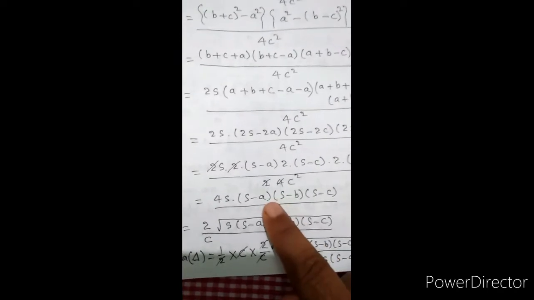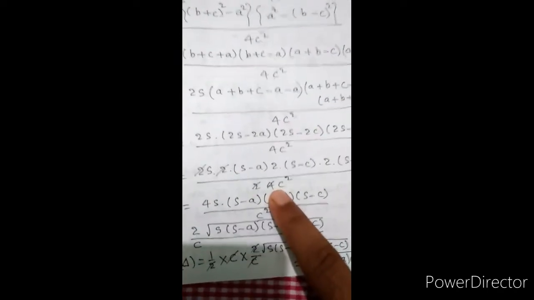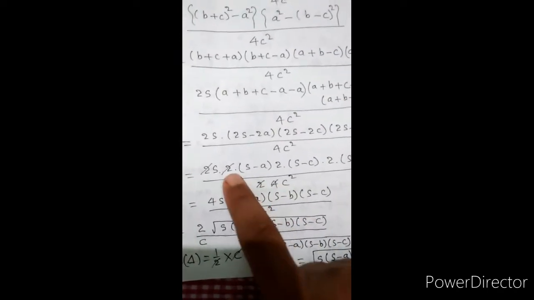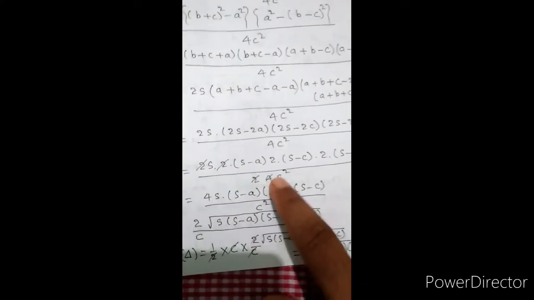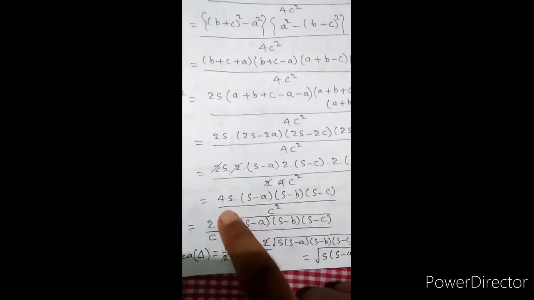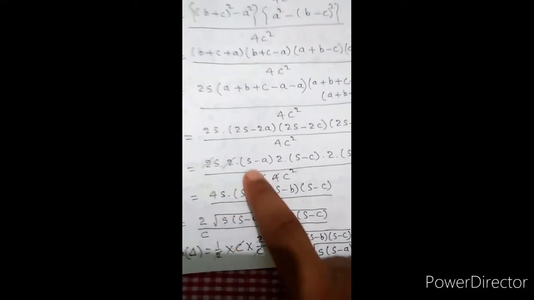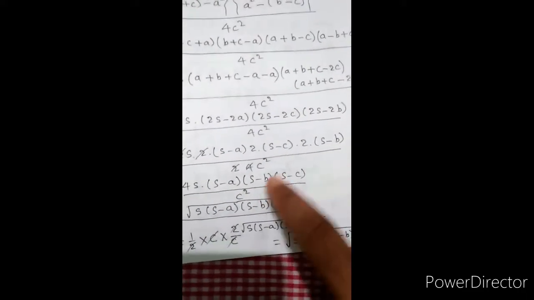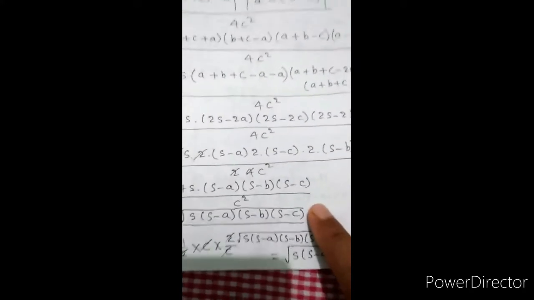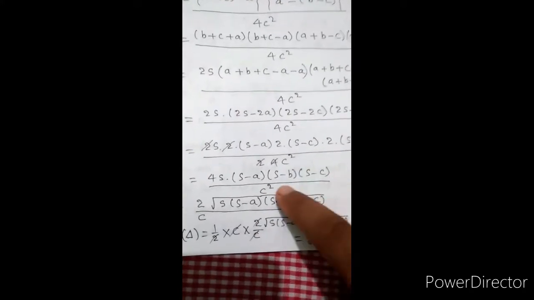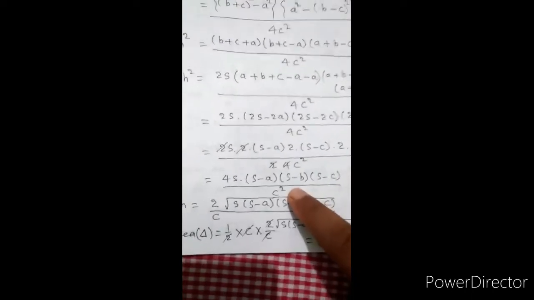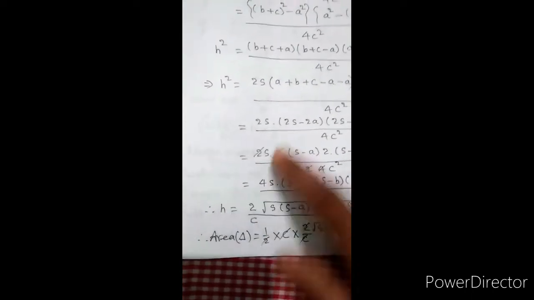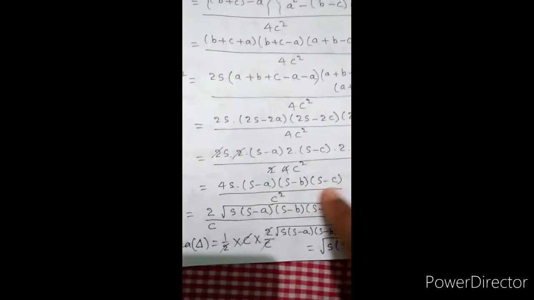Now cancel common factors. 2 to the 4. This 2 will be cancelled by this. And finally we have 2 into 2, that is 4. This s is here s. This is s minus a, s minus b, this part, and s minus c, this part, by c square. It will remain as it is. And this is h square. The value of h square is this.